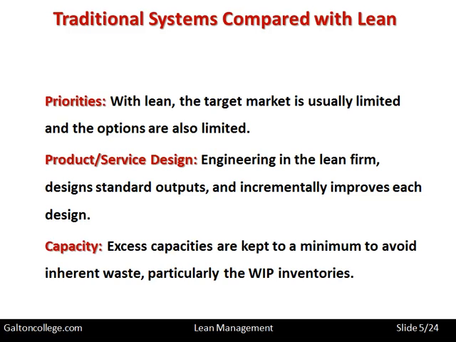Also, the capacity. Well, excess capacities are kept to a minimum to avoid inherent waste, particularly in the work in progress inventories. Work in progress is particularly costly because it involves the cost of the raw material that's incorporated in the goods, but there's also a cost for the work that's already been done on the raw materials.